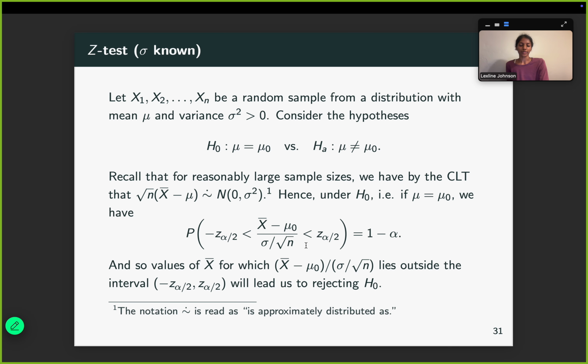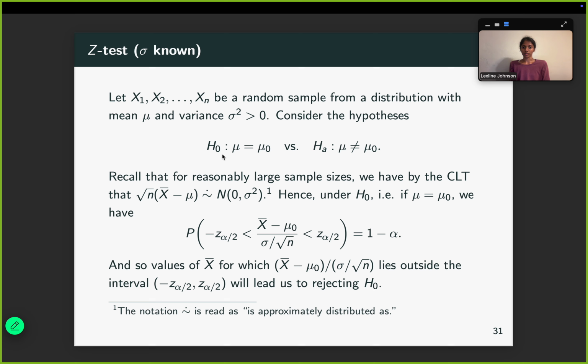Say we have a random sample from a distribution, where x1 through xn is our random sample with a mean of mu and a variance of sigma squared. So we have our hypotheses here. Our null hypothesis is that the mean for our population is equal to some value, and our alternate hypothesis is that the mean is not equal to that value.